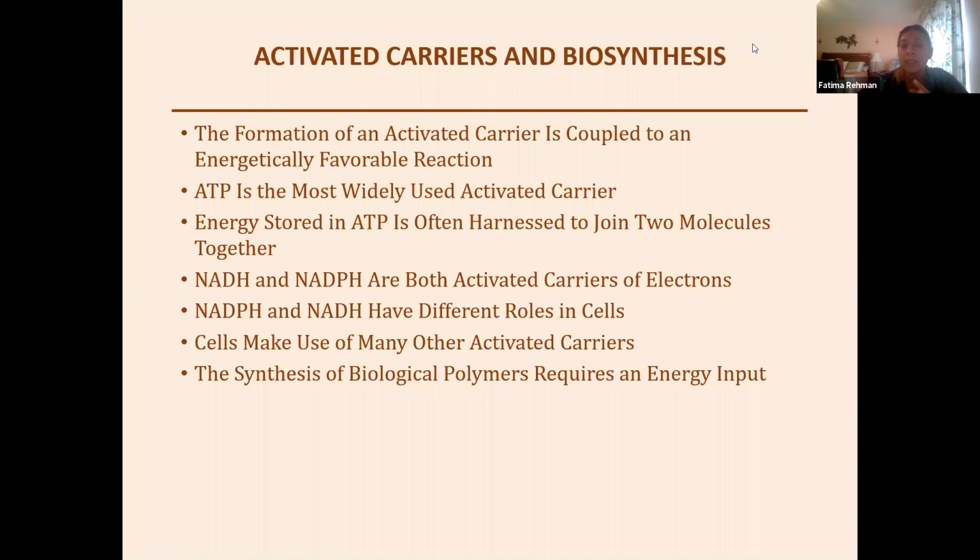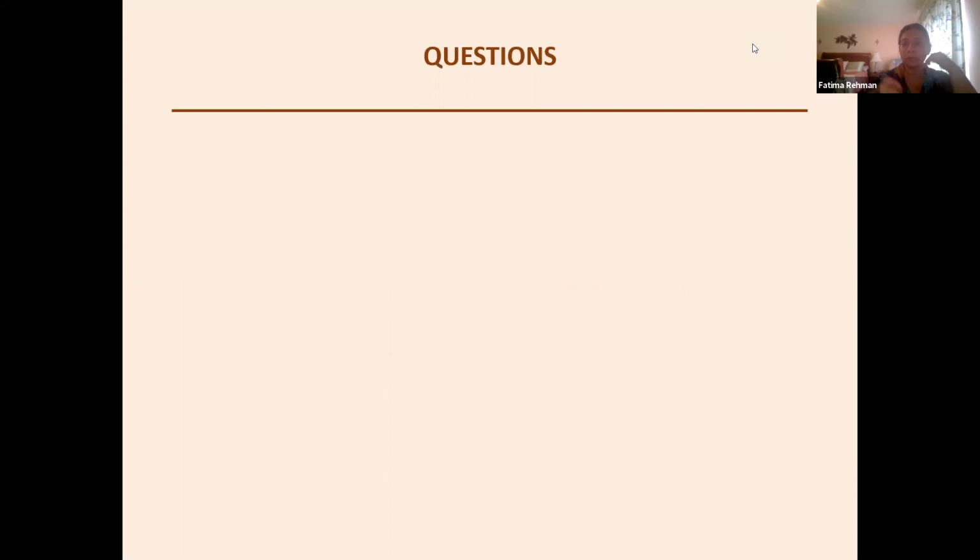And the synthesis of biological polymers like nucleic acids and polysaccharides and fatty acid chains requires an input of energy that is taken from hydrolysis of ATP to create pyrophosphate in many cases, which is two phosphates coming off instead of one, leaving behind an AMP or adenosine monophosphate. And then those two phosphates in the form of pyrophosphate are further broken down for more energy release.